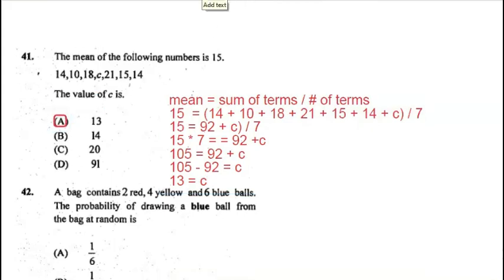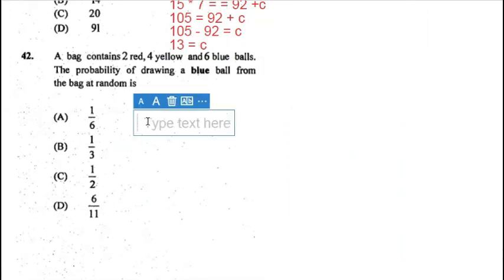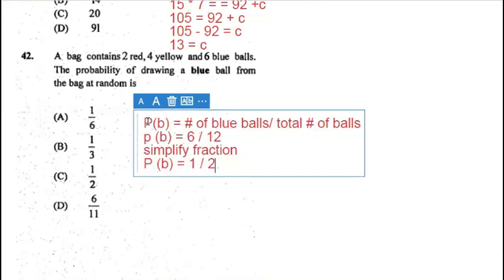A. 42, a bag contains 2 red, 4 yellow and 6 blue balls. The probability of drawing a blue ball from the bag at random is, so we're trying to find the probability of drawing blue balls. So remember, the probability is equal to the number of blue balls divided by the total number of balls, and this is always the term that you're looking for divided by the total terms that are involved in that probability. So the probability of drawing the blue ball is 6, as there are 6 blue balls, divided by the total number of balls, which is 12, which is the 2 red plus the 4 yellow and the 6 blue balls.